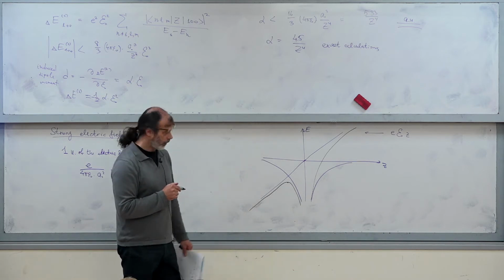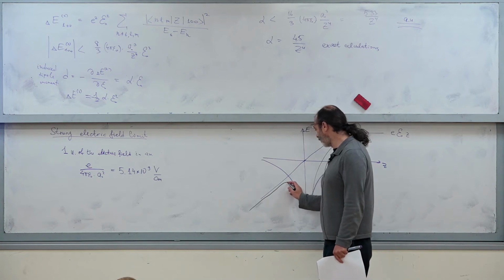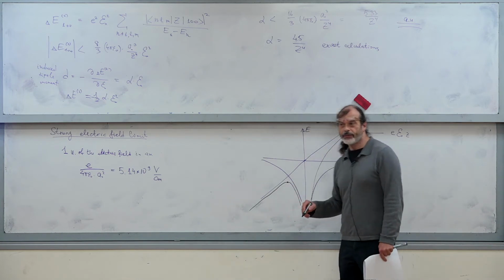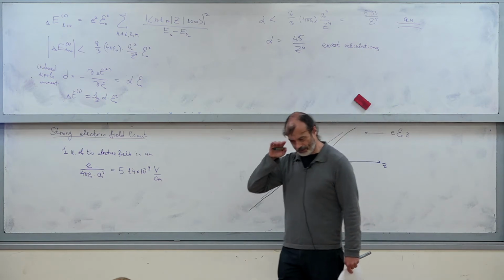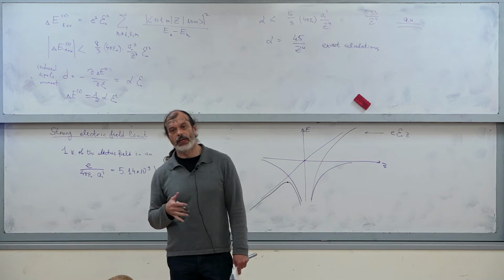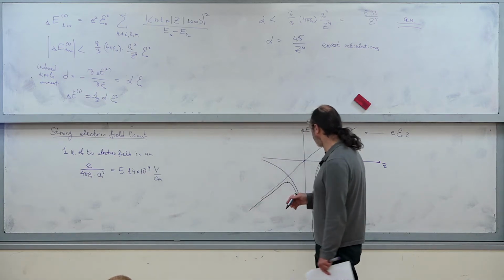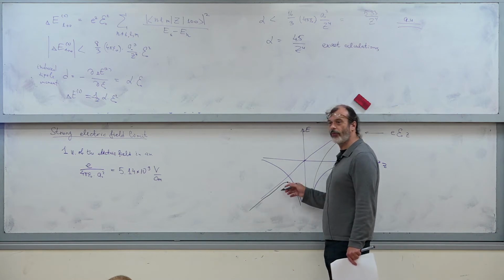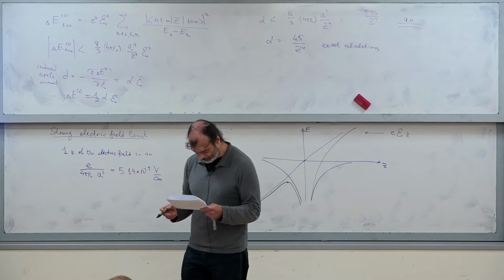So this means that we have a saddle point here. Through this saddle point, the electron can escape, essentially. So if the external electric field is strong enough, we can actually ionize the atom. The question is where this saddle point is, and what is the strength of this potential at this point?